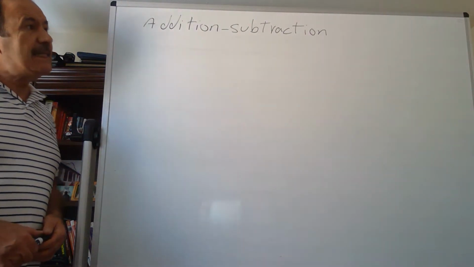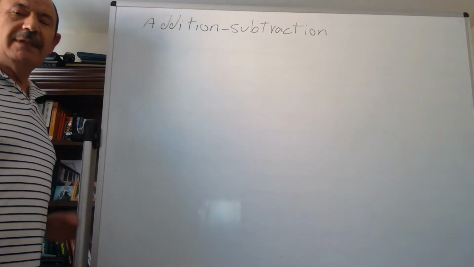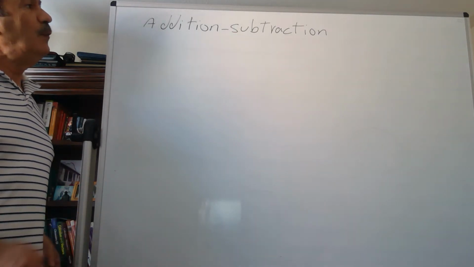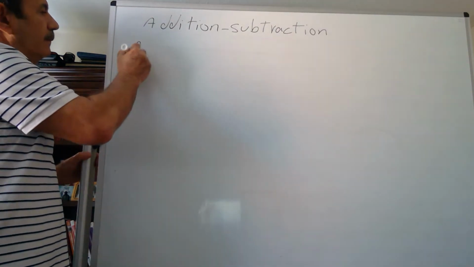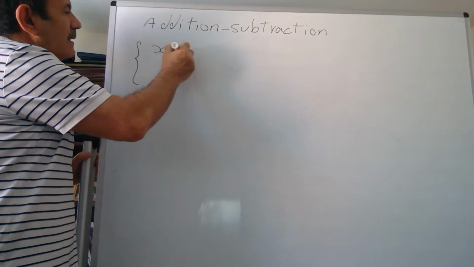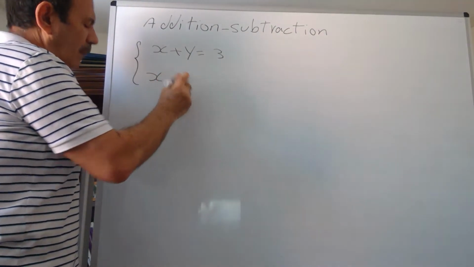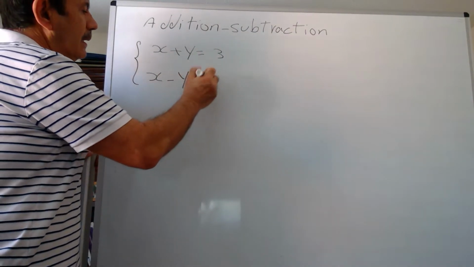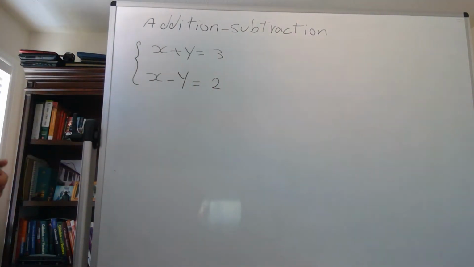Hello everyone, in this video I'm going to teach about the addition and subtraction method for solving a system of linear equations, or simultaneous linear equations. Look at this example: x plus y is equal to 3, x minus y is equal to 5, or 2. Okay, now we want to solve this system of linear equations.